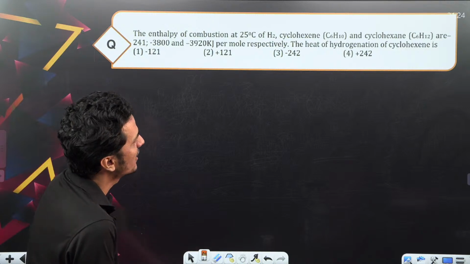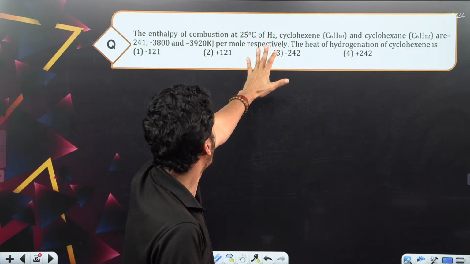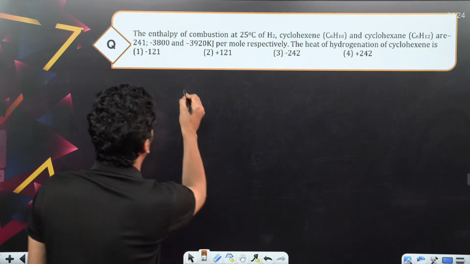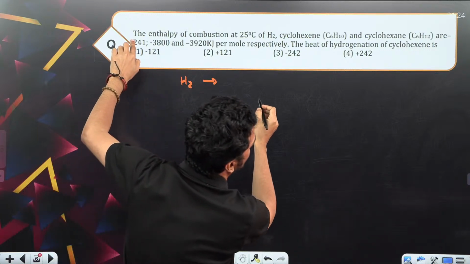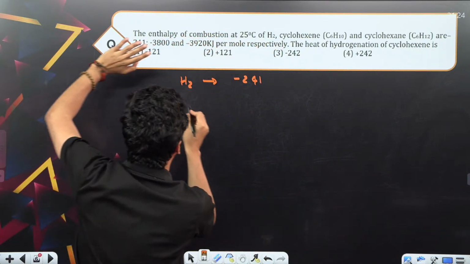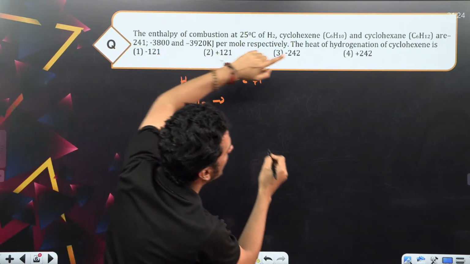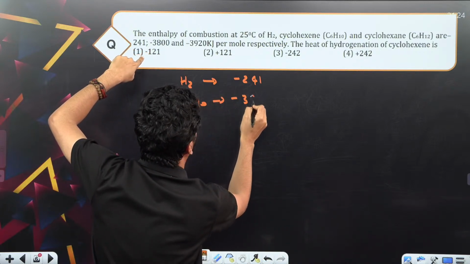This is the next question. The enthalpy of combustion at 25 degrees Celsius of hydrogen is given. How much? Minus 241. And the enthalpy of combustion of cyclohexene, that is C6H10, is also given. How much? Minus 3800.